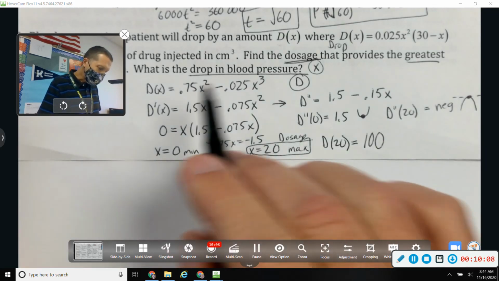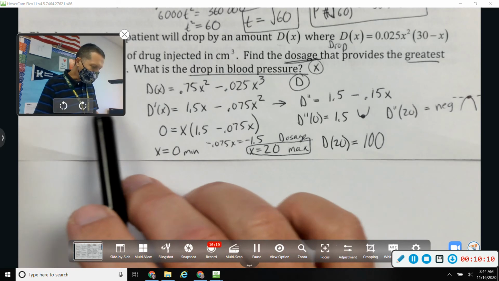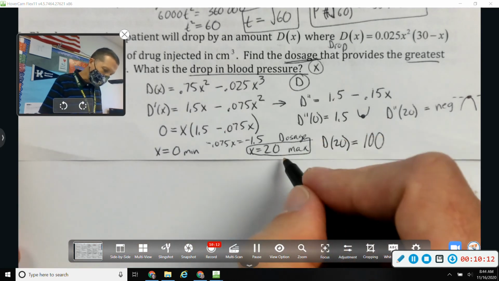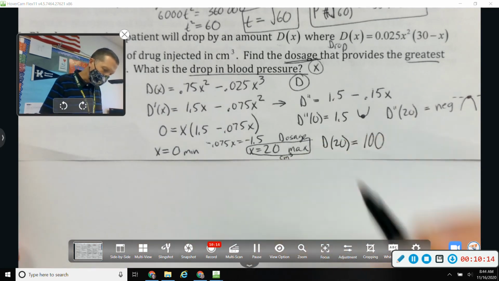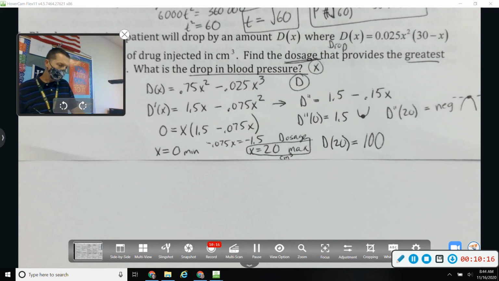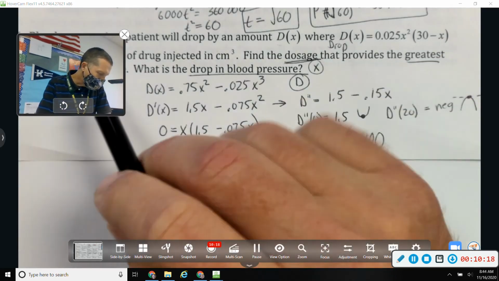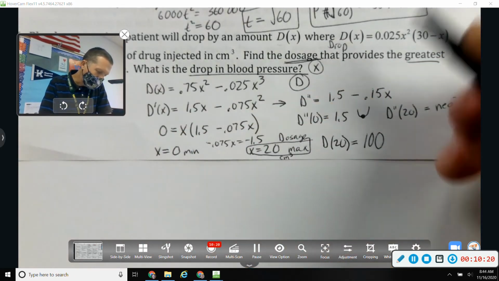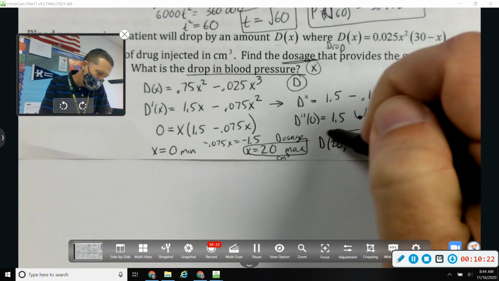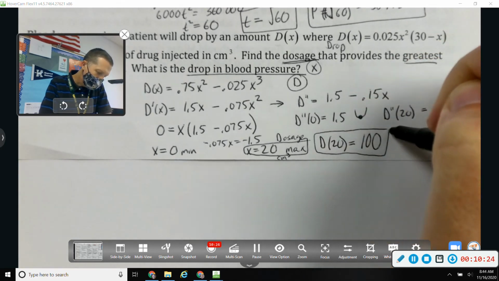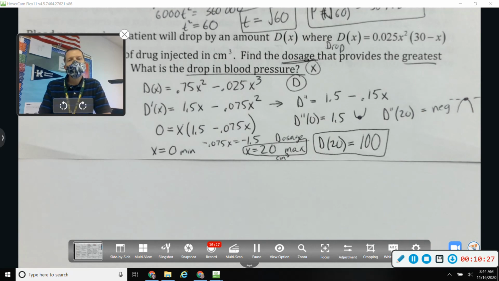I'm checking for units. X is the amount of drug injected in centimeters cubed, so I guess I should say centimeters cubed. It does not tell me what the drop in blood pressure is, so I don't have a unit for blood pressure.